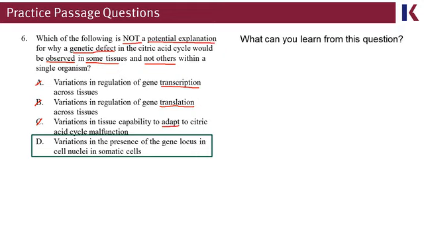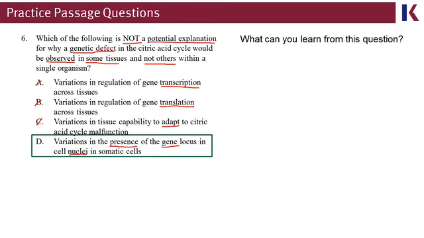What choice D says is that there are variations in the very presence of the gene in the nuclei of certain cells. But the way genetics works is that all of the genes are in every nucleus. It's just not all of them eventually get transcribed to proteins in the same way. So that means choice D is not a potential explanation because it contradicts the science, and it's correct.